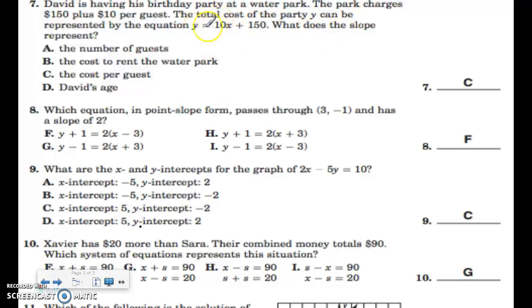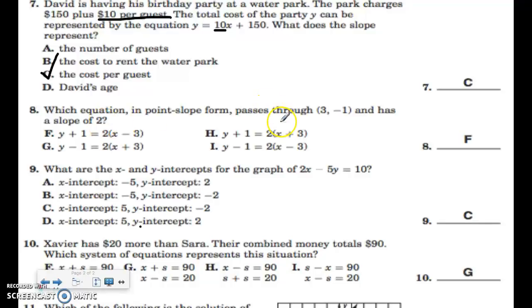Because it's in slope-intercept form, y equals mx plus b, we just talked about it, the slope is 10. In the problem, where is 10? Right here. $10 per guest. So it's the cost per guest. Done. Easy.